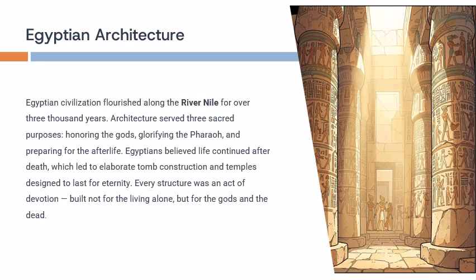First is Egyptian architecture. Egyptian civilization flourished along the Nile River for over 3000 years. The architecture served three sacred purposes: first, honoring the gods; second, glorifying the pharaoh; and third, preparing for the afterlife, because the Egyptians believed life continues even after death. This led to elaborate tomb construction and temples designed to last for eternity. Every structure was an act of devotion, built not only for the living but also for the gods and for the afterlife.